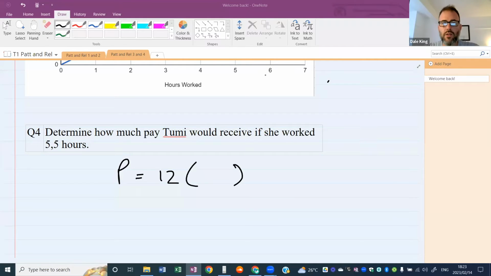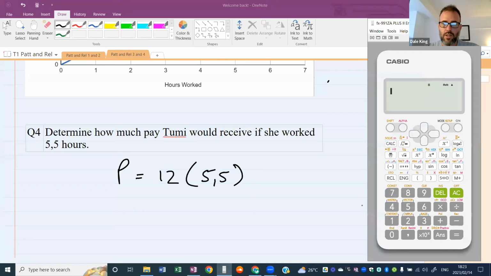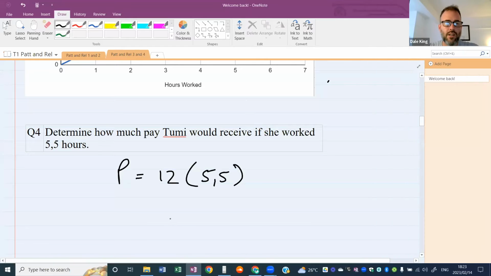Let's have a look. So we're going to substitute our hours, which are 5.5, into the formula. And then, like I'm sure you guys did, we're going to use the calculator just to make sure that we're safe. Times 5.5. And yes, the calculator does the work for us. And we get 66 rands, because this is pay. Okay, so we get 66 rands.